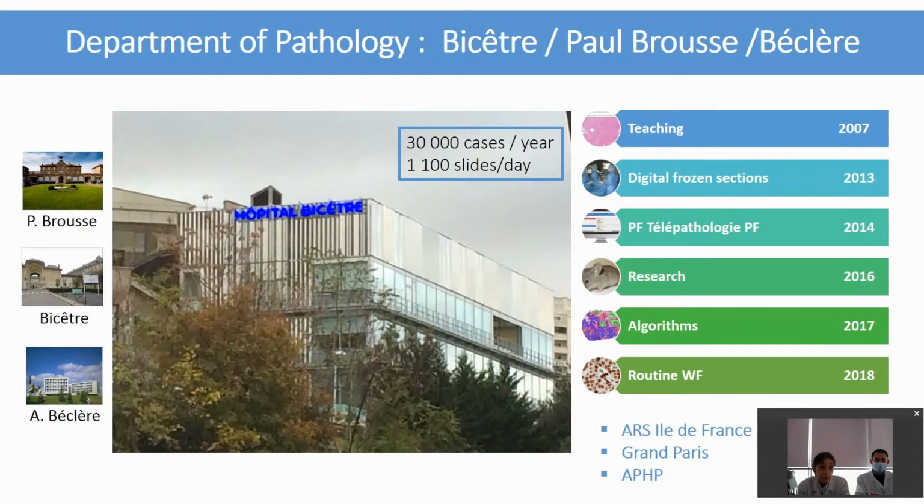Our department is a French academic department of pathology associated with Paris-Saclay University. The department is working for 3 different hospitals within Assistance Publique Hôpitaux de Paris: Hôpital Bicêtre, Hôpital Paul Brousse, and Hôpital Antoine Béclère, with a shared technical platform based at Bicêtre Hospital in a new building. The department receives around 30,000 cases per year with a diversified recruitment, including pediatric pathology and neuropathology. The laboratory produces a mean number of 1,100 slides per day.